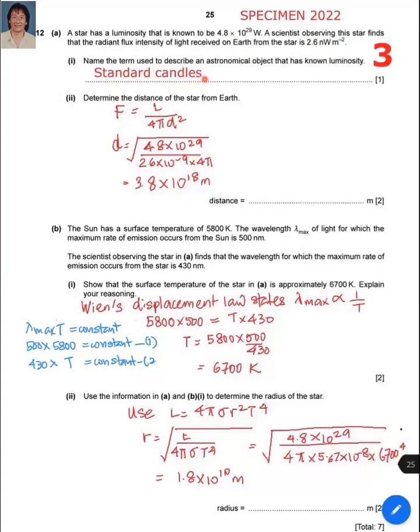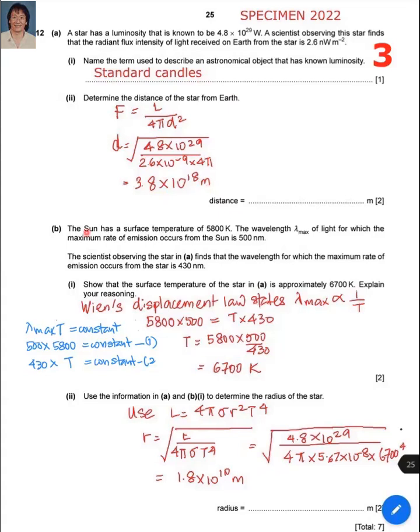Then you have to find the distance of the star from Earth. This is the formula we use. So d is what we want to calculate. So d equals the square root of L divided by 4 pi F. Then you substitute the values given into this expression. You will get d equals 3.8 times 10 to the power 18 meters.